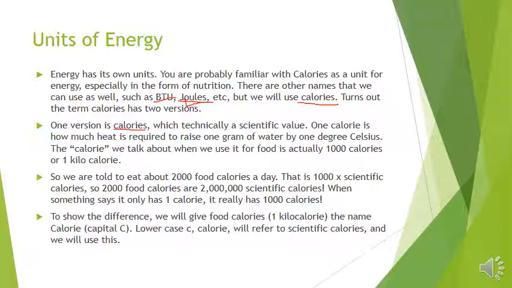So if I want to take 1 gram of water and raise it by 1 degree Celsius, I have to add 1 calorie. Now, the calories we talk about when we talk about food are actually 1,000 scientific calories, or 1 kilo scientific calorie. So if we are told to eat 2,000 food calories a day, that is actually 1,000 times scientific calories. If you eat 2,000 food calories, that's actually 2 million scientific calories. So when something says it only has 1 calorie, really, it's 1,000 calories.